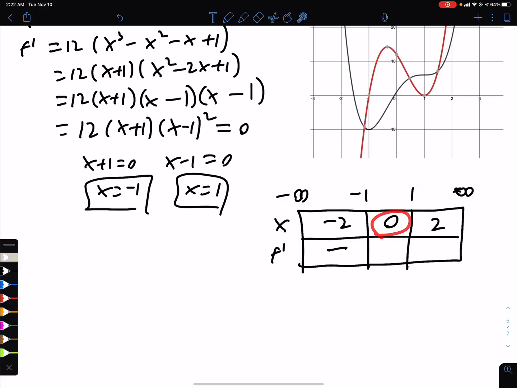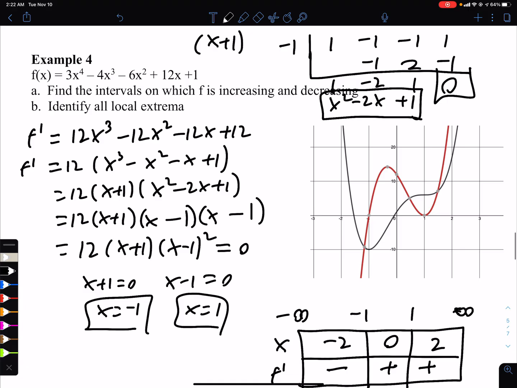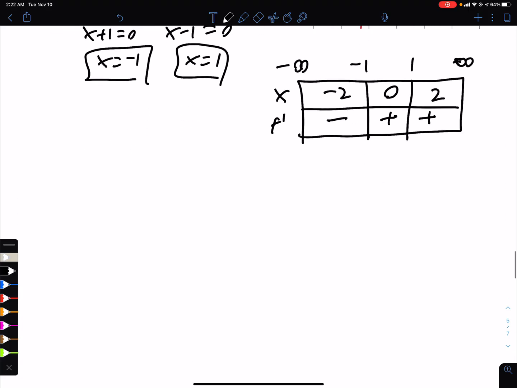Now plug in 0. I plug in 0 here, that's positive. I plug in 0 here, this is always positive because it's squared, and a positive times a positive is positive, so I know that's always positive. Now I'm going to plug in a 2. 2 here and a 2 here, that's positive. This is always positive because it's squared, so that's going to be positive. So I want intervals of increasing or decreasing.